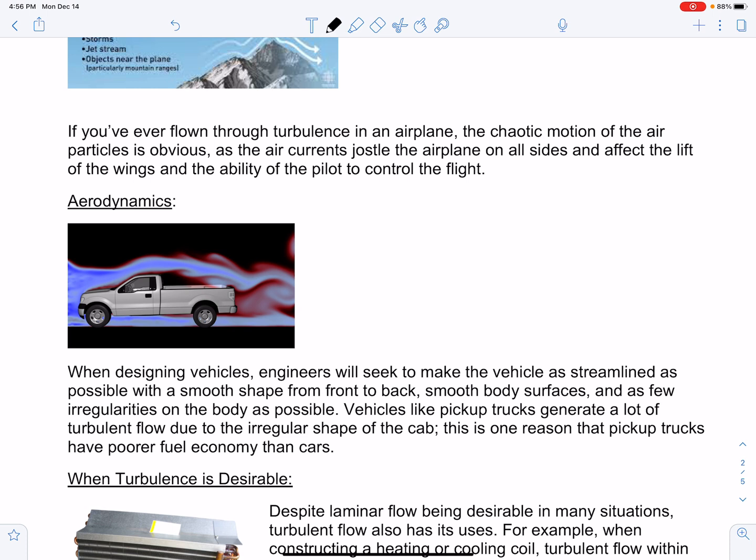That means that the fluids that flow past them, mainly the air while you're driving, need to flow smoothly over the car. This results in vehicles that are efficient. So when designing vehicles, engineers will seek to make them as streamlined as possible, with a smooth shape from front to back, smooth body surfaces, and as few irregularities on the body as possible. Vehicles like pickup trucks generate a lot of turbulent flow because they're essentially square boxes traveling through the air, and this is one reason that pickup trucks have poor fuel economy.